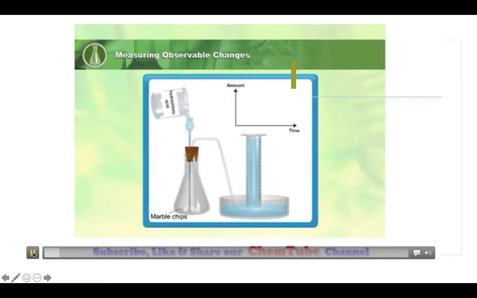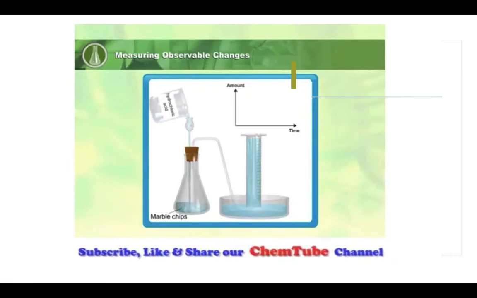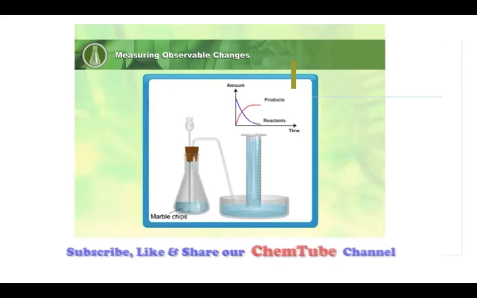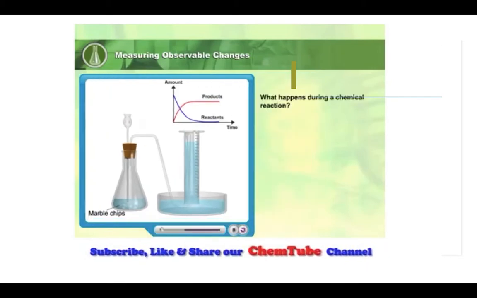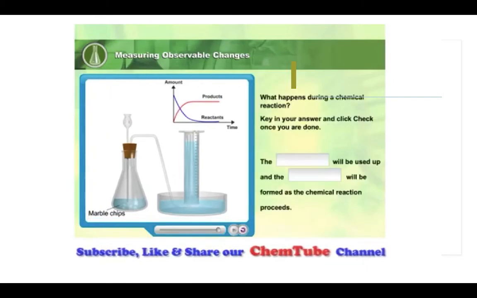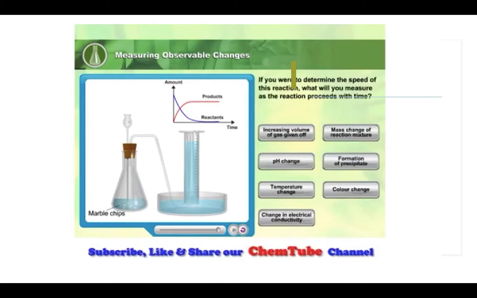Observe the animation. What happens during a chemical reaction? The reactants will be used up and the products will be formed as the chemical reaction proceeds. If you were to determine the speed of this reaction, what will you measure as the reaction proceeds with time? In this reaction, we can see that the size of marble chips decreases and gas is given off. Thus, we can measure these changes to determine the speed of the reaction.